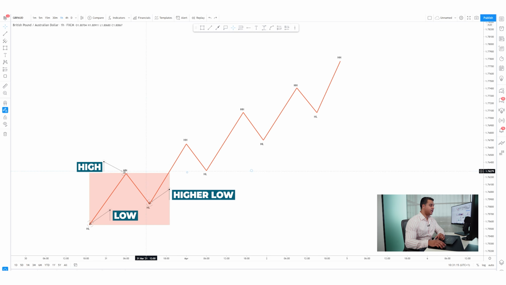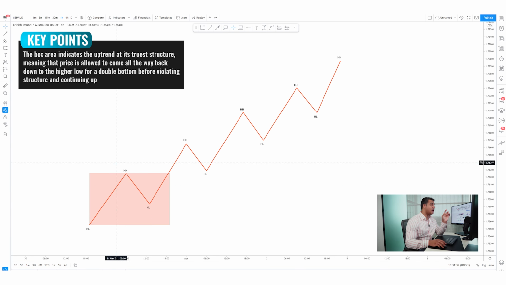Well, this area here is almost like the kill zone. If you plan to enter a buy, it's completely fine. However, if you plan to enter a buy in this area and you decide to place your stop loss, let's say up here, or here, or here, what you have to understand in the back of your mind is that this box, this area here, indicates the uptrend at its truest structure, meaning that price is allowed to come all the way back down to the higher low for a double bottom before violating structure and continuing up.